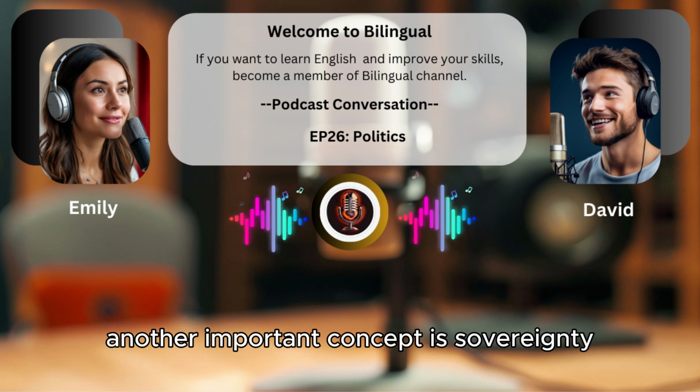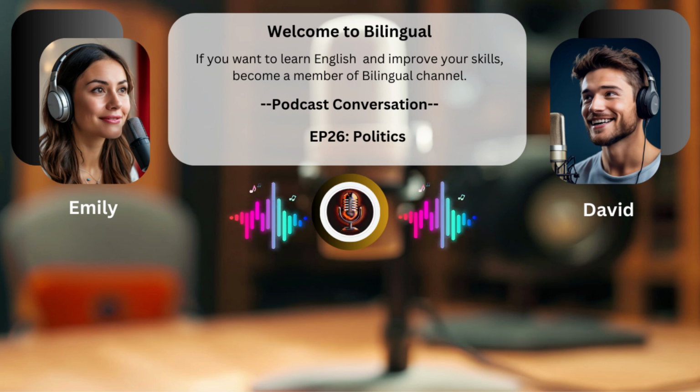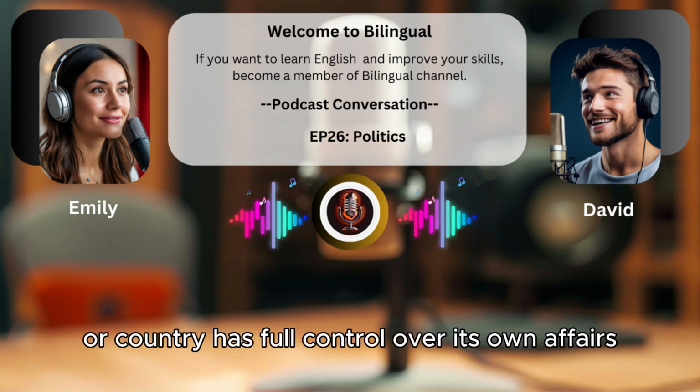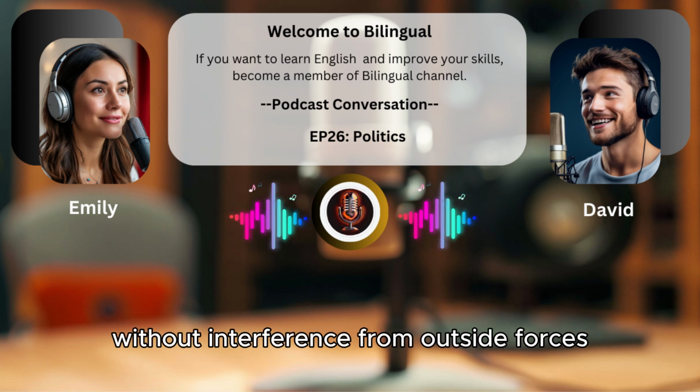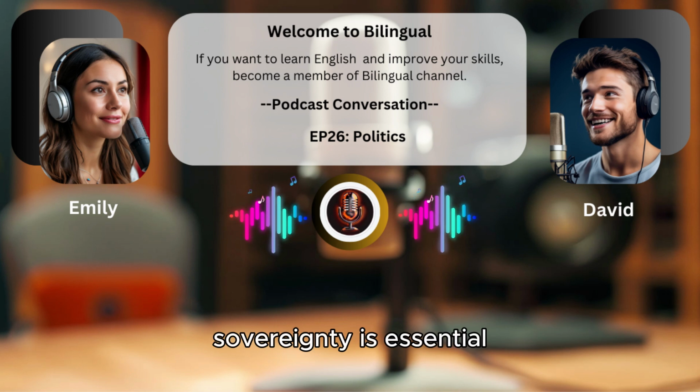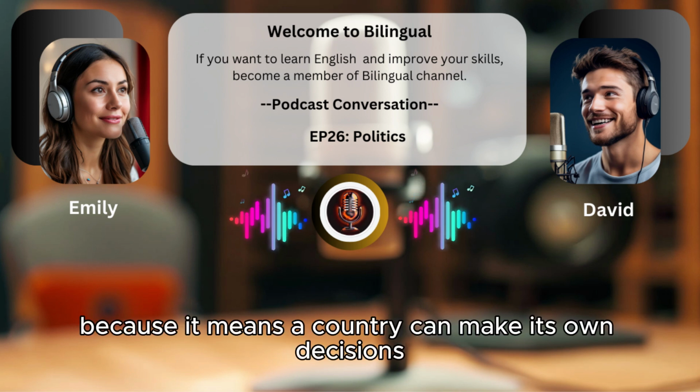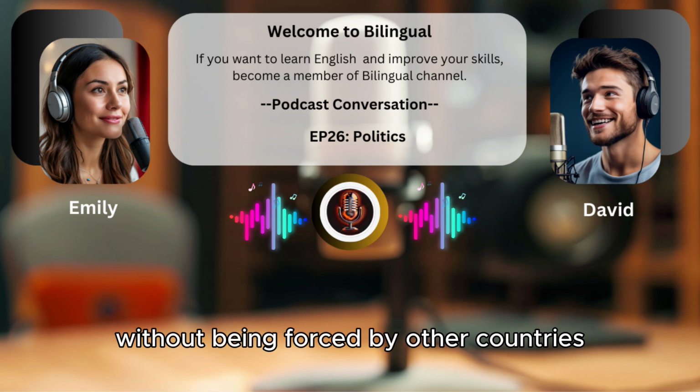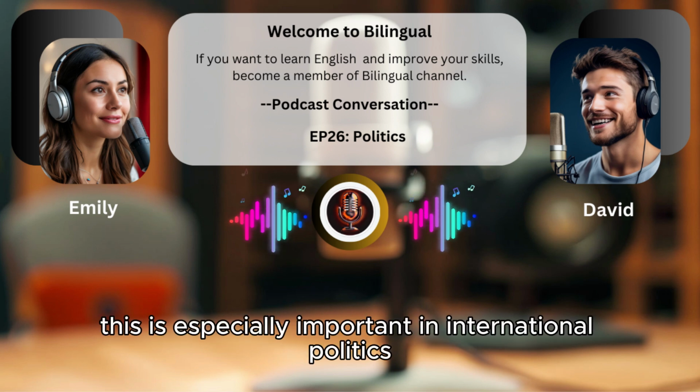Another important concept is sovereignty. Sovereignty means that a state or country has full control over its own affairs without interference from outside forces. Sovereignty is essential because it means a country can make its own decisions without being forced by other countries. This is especially important in international politics.